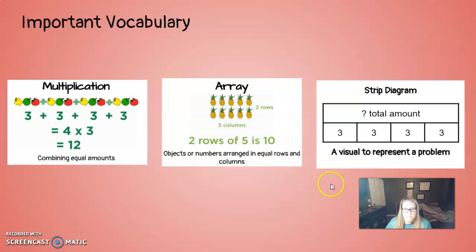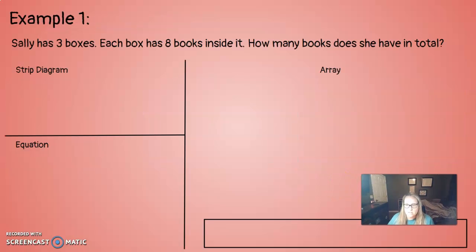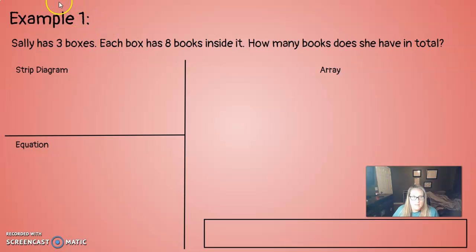So let's get started. Here is our first example. Here's what it says. Sally has 3 boxes. Each box has 8 books inside it. How many books does she have in total? So the very first thing I do when I have a word problem is I read it again and I figure out what the important information is. So I'm going to do that.